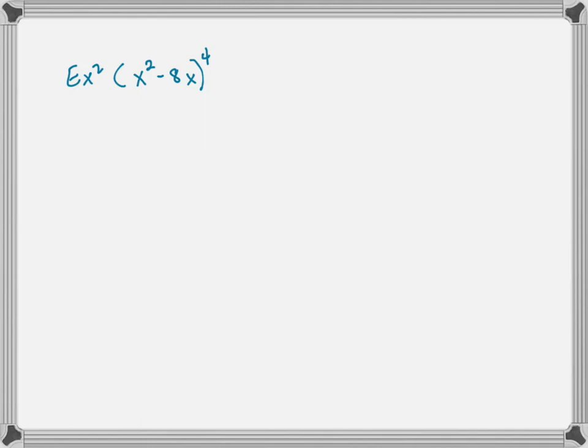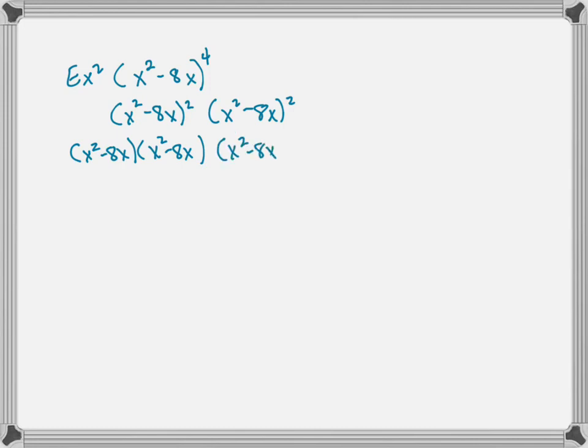But what I'm going to do is break this in half so that it's x squared minus 8x quantity squared times x squared minus 8x quantity squared. I'm going to multiply each of those binomials. So I've got x squared minus 8x times x squared minus 8x. And my other one will be x squared minus 8x times x squared minus 8x.